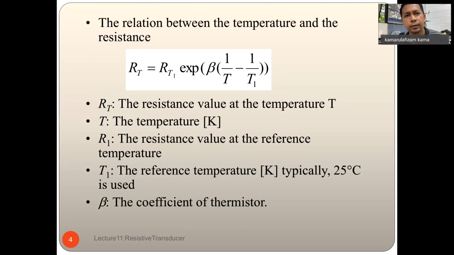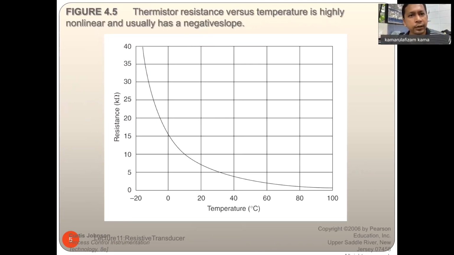Okay, given the condition of RT1 based on the temperature T1. So basically you are putting a reference of all values to calculate a new one. Okay. So beta here is the coefficient of the thermistor. Okay. So this is the graph. The temperature increases, the resistance decreases.